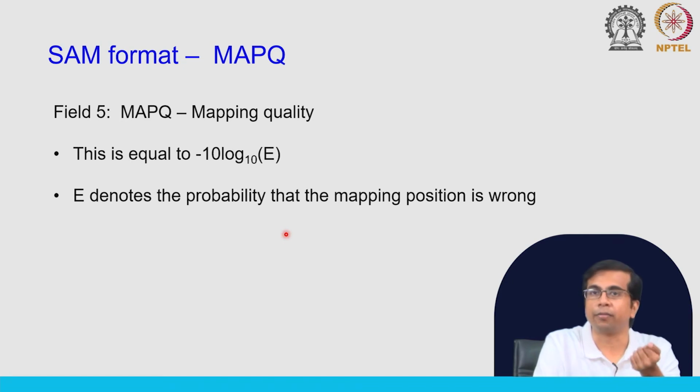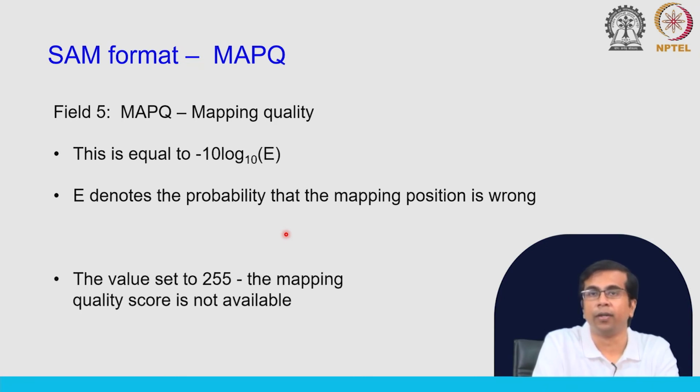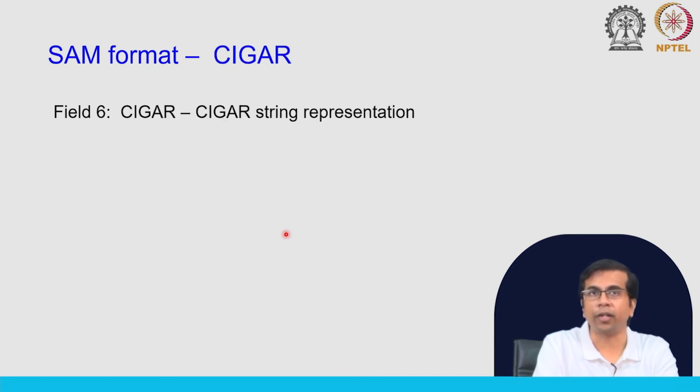Given the quality score, we can calculate what the probability of error would be. So, higher quality would denote that we can be very confident about the alignment and it is probably not a wrong mapping. The value is set to 255 if the mapping quality score is not available, that is, the program does not calculate this mapping quality score. Bowtie2 actually does calculate this mapping quality score, the MAPQ value, and we will see that.